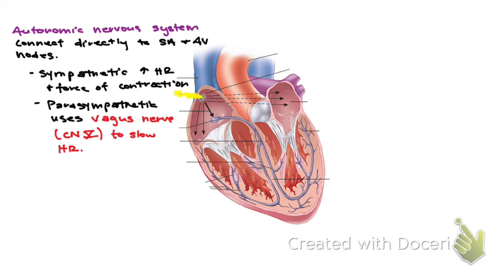So an impulse will reach the SA node. It'll then propagate along both atria. The AV node will then pick up that electrical activity and it will propagate it along the bundle of His and then down to both bundle branches, which creates a contraction in the ventricles.